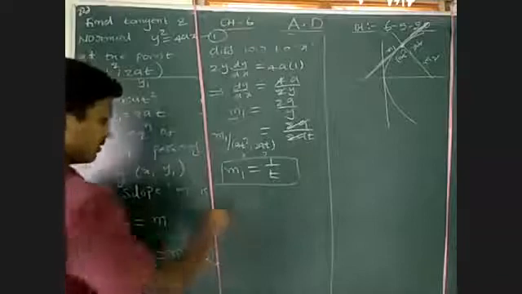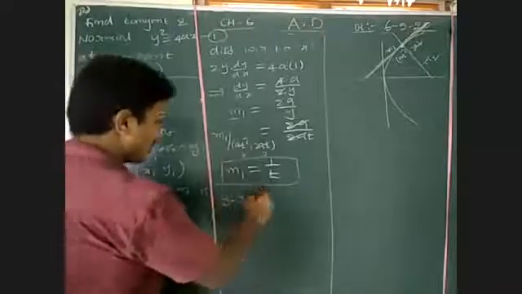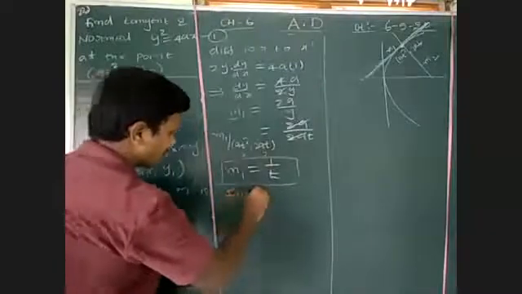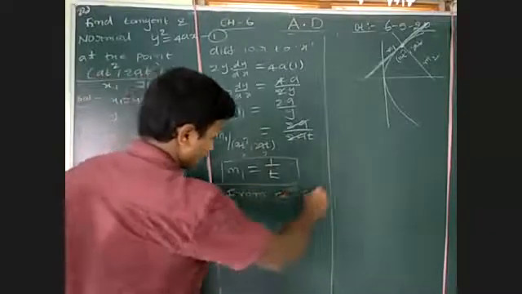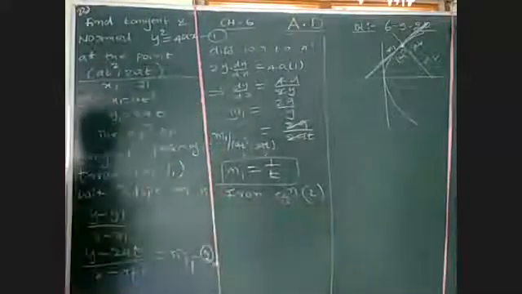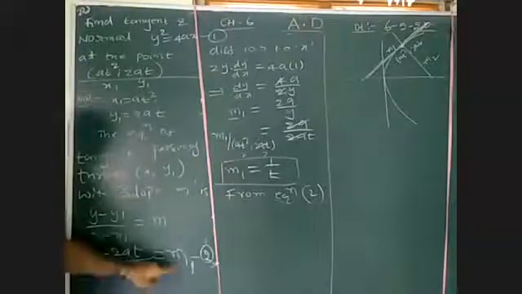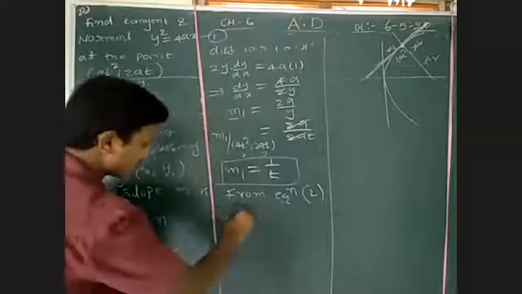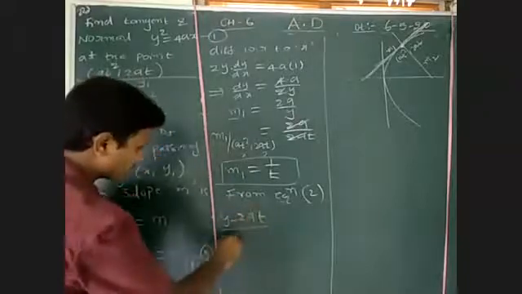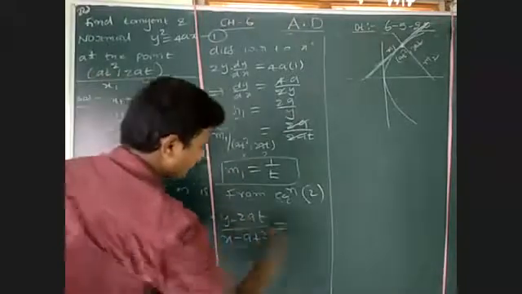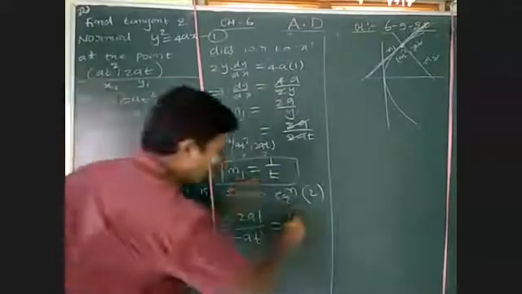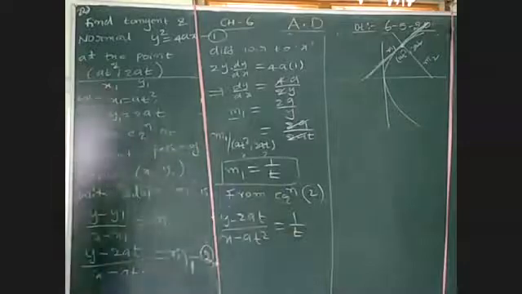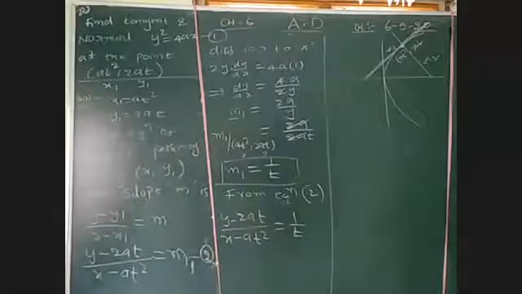So y minus 2at, clearly we can write here from equation 2. In this equation, substitute this m1 value. So y minus 2at by x minus at square is equal to, what is the m1 value? We got 1 by t. Cross multiply and simplify. Tell me, what is the equation of tangent? Anyone?